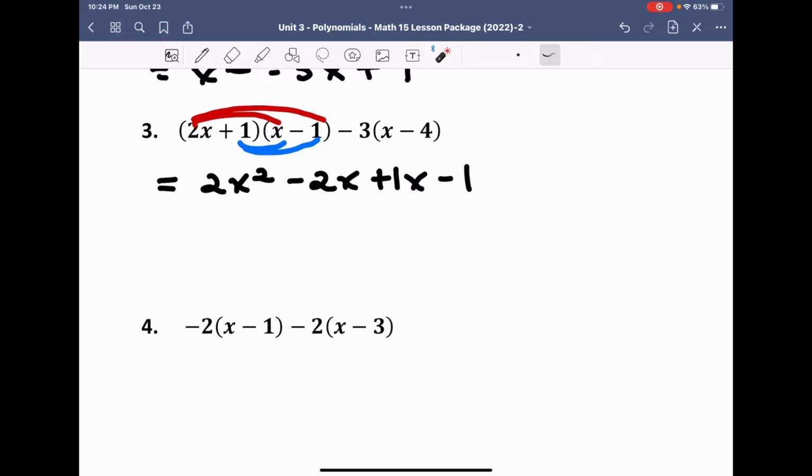And now I need to go to my second binomial, or the second term here, this negative 3x times 4. I'm going to distribute the negative 3 into the brackets for both terms. This will make sure I have negative 3 times x, which is negative 3x, and then negative 3 times negative 4 is positive 12. Now, we want to use organization techniques just like we've done before.